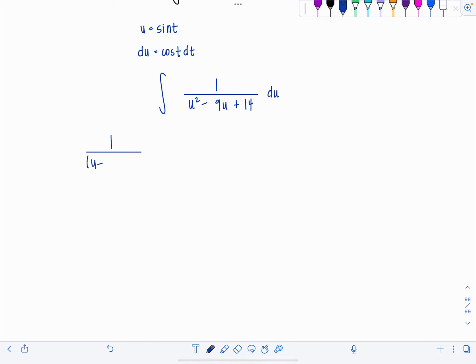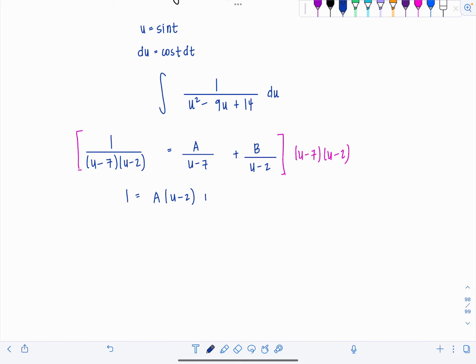It factors into u minus 7 and u minus 2. Those are both linear, non-repeated factors. So I'm just going to have A over u minus 7 plus B over u minus 2. And now we need to solve for A and B. So I'm going to multiply everything through by the LCD, which is u minus 7 and u minus 2. So we have 1 equals A, u minus 7 will cancel, so times u minus 2, plus B times u minus 7.